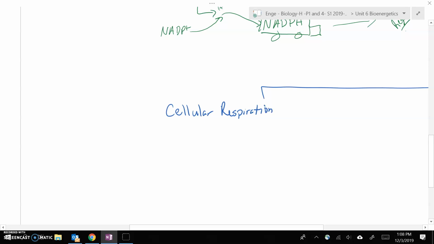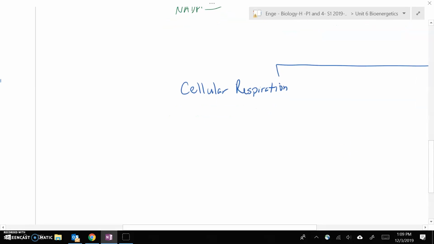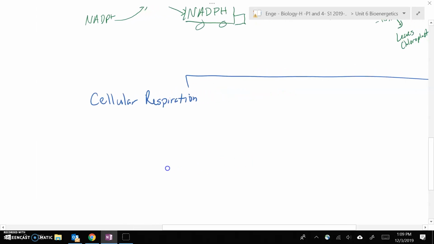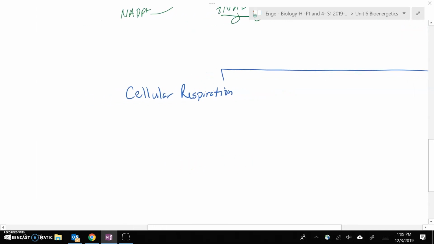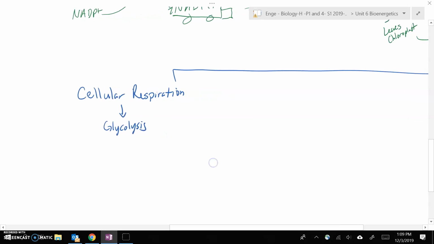Now, there's two types of cellular respiration. What are the two types? Good. So we have anaerobic and aerobic. But both of them have one thing in common. What do they both have in common? Both anaerobic and aerobic have one thing in common. That is it. Very good. So they both start with glycolysis.